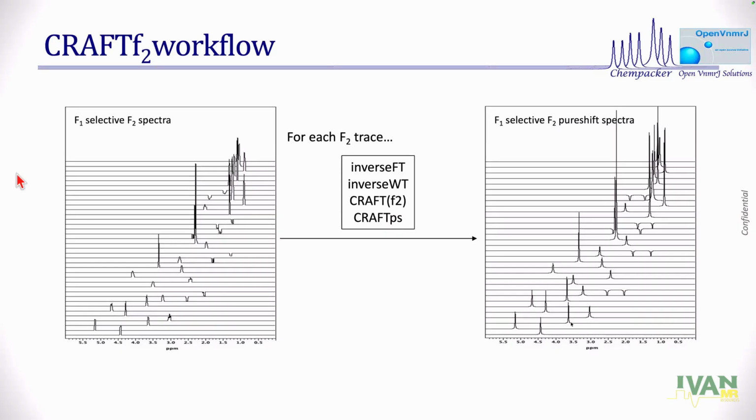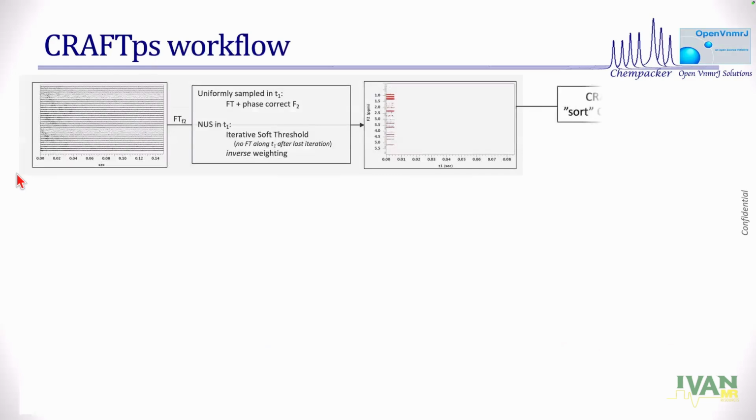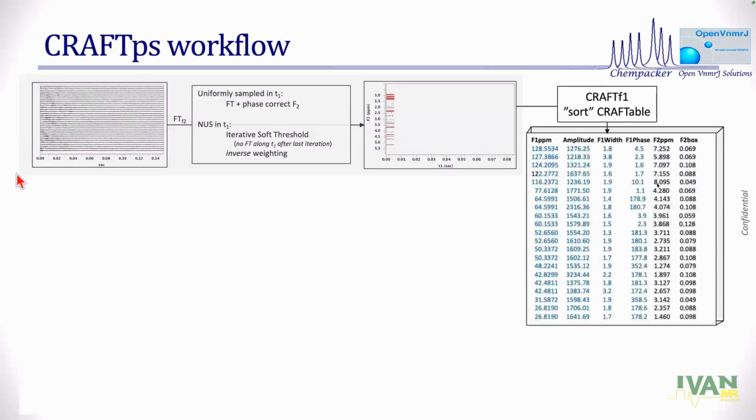It's a trivial step from a CRAFT point of view, and we just generate a pure shift spectrum. So the pure shift workflow goes through this. We take it from there. This is all in the conventional domain. We do a CRAFTm to F1, sort the table.